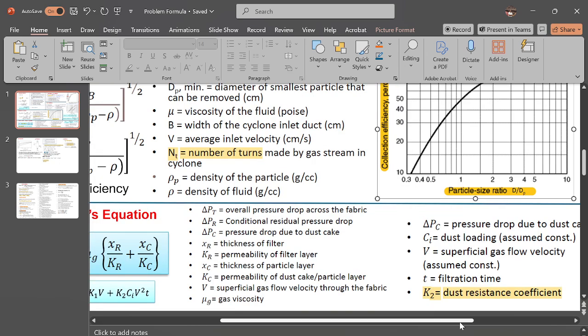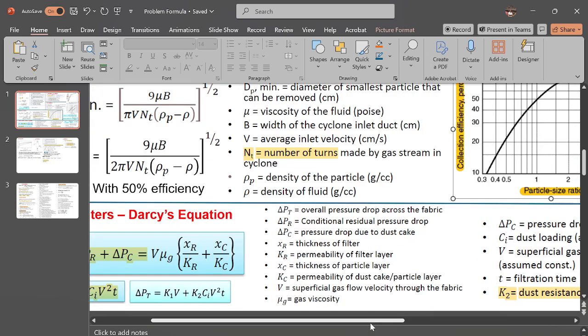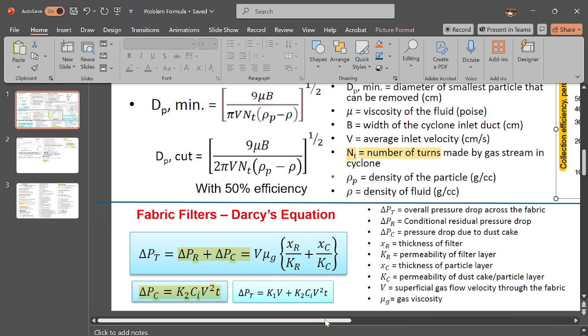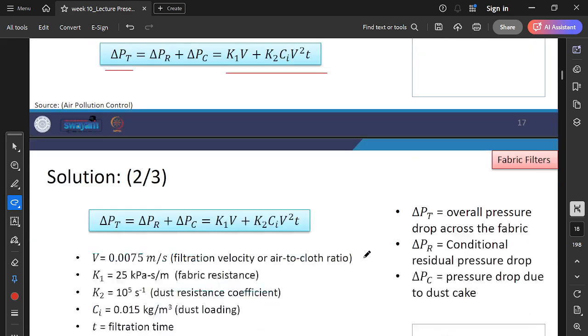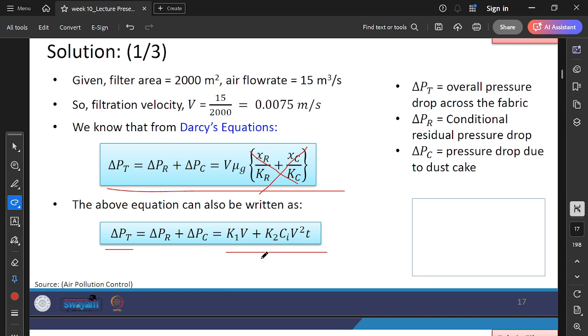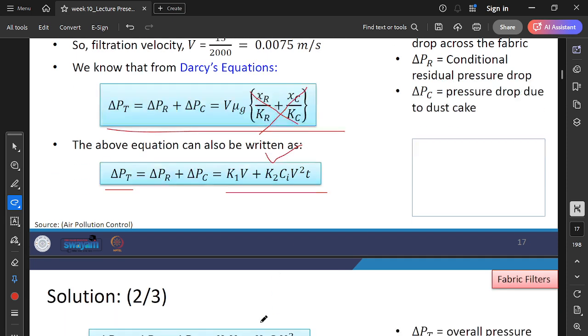Ci, how to find Ci? Ci is the dust loading. That concentration also they have given, right? So we can easily find all the parameters. See, the pressure drop is given. We can use the formula K1V plus K2 Ci V square t, because we don't have x and y, so this formula we can't use, this formula we can use.